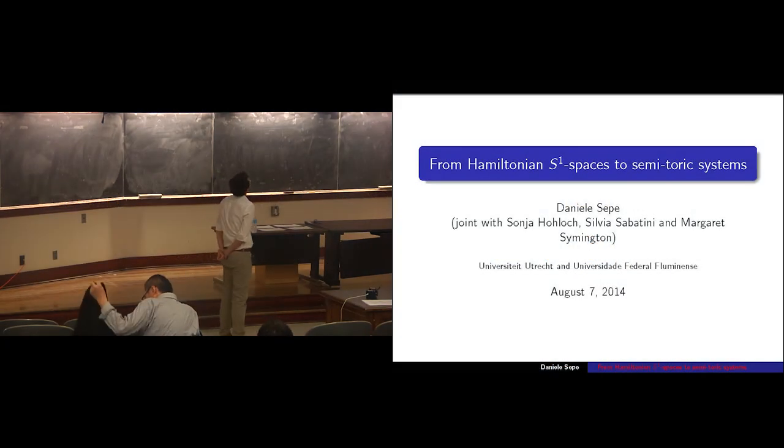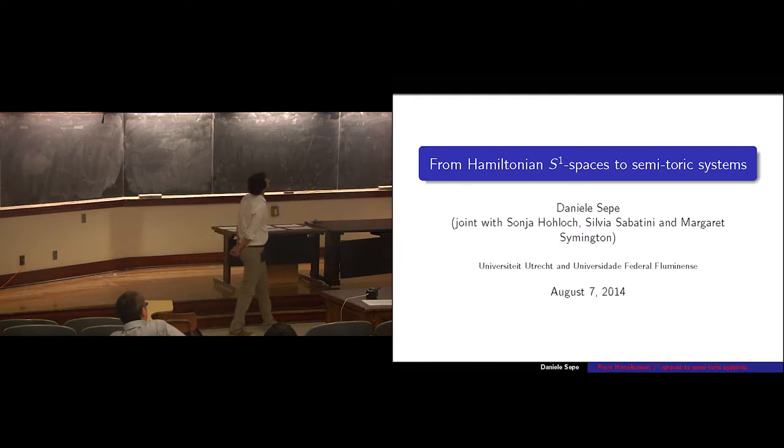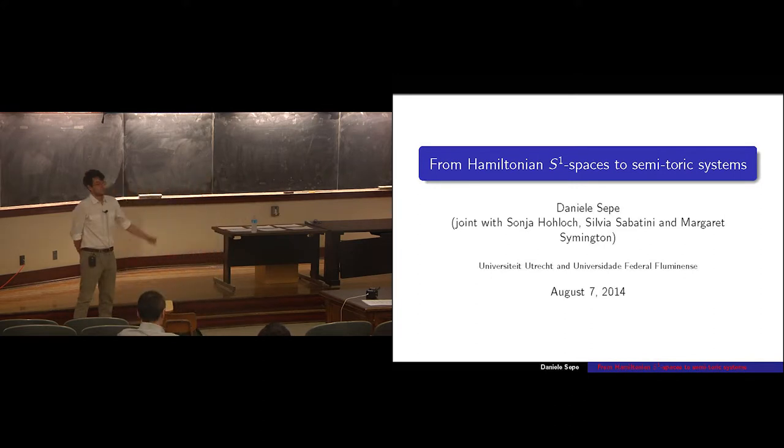This is joint work, which hopefully will soon appear on the arXiv, with Sonia Hohloch, Sylvia Sabatini, and Margaret Symington. It's interesting because Hamiltonian group actions have cropped up in a good portion of the talks. We've heard about them in the Poisson category, in the Dirac category just now. However, just because I'd like to end the day on an easy note, I'll go back to symplectic. So I will only tell you about a four-dimensional story.